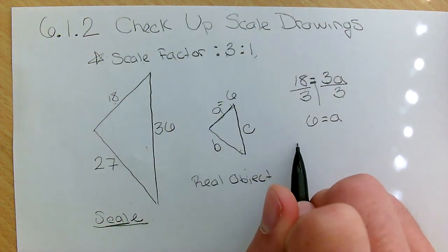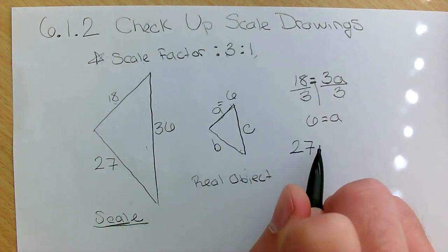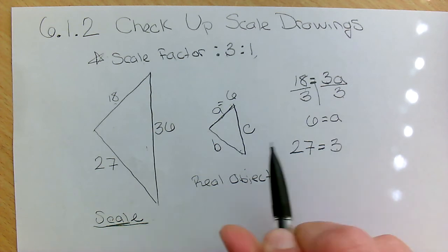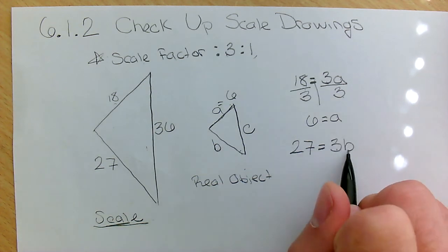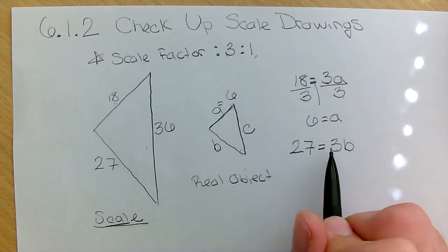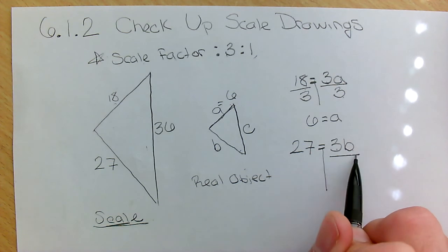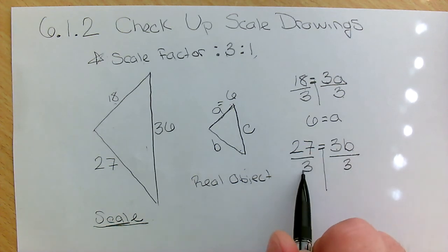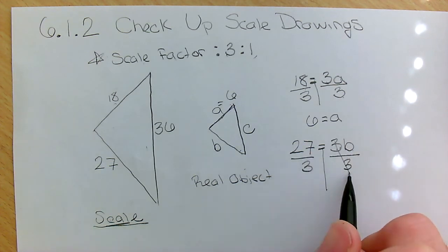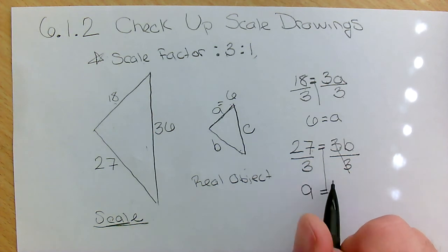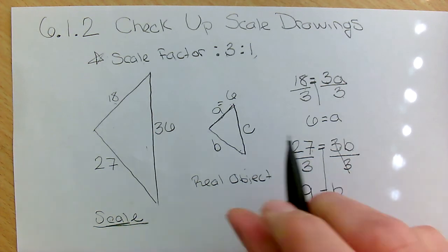So 27 is 3 times the size of B. 3B. Does this make sense? And if you divide both sides by 3, well, the 3's cancel out. 27 divided by 3 is 9. So B is equal to 9.